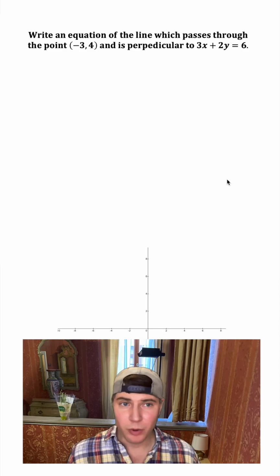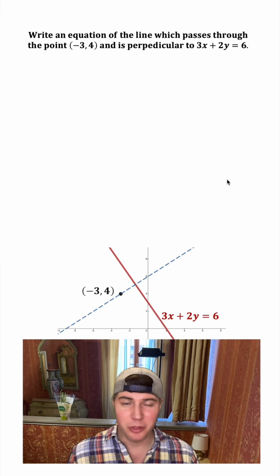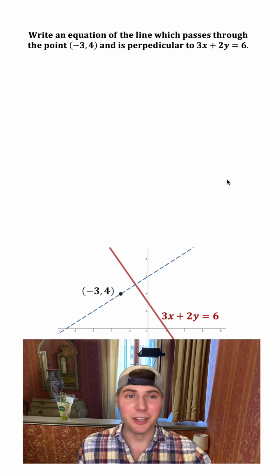Hey guys, so this says write the equation of the line that passes through the point -3, 4 and is perpendicular to 3x + 2y = 6. Well, let's do this. We're definitely going to be using y = mx + b, where m is the slope and b is the y-intercept.